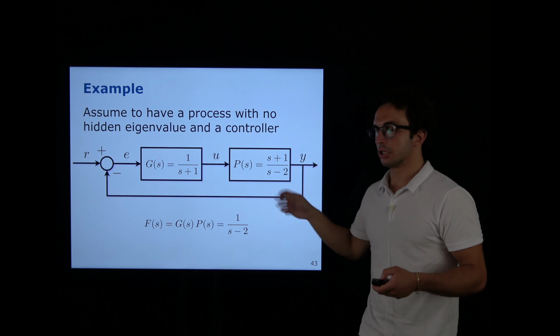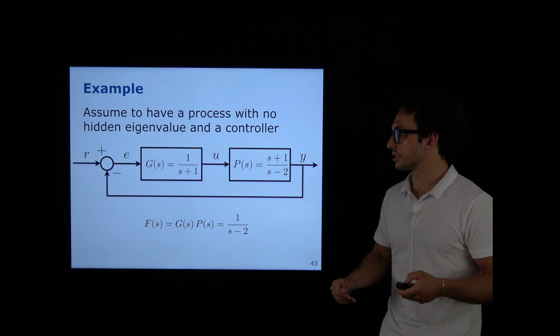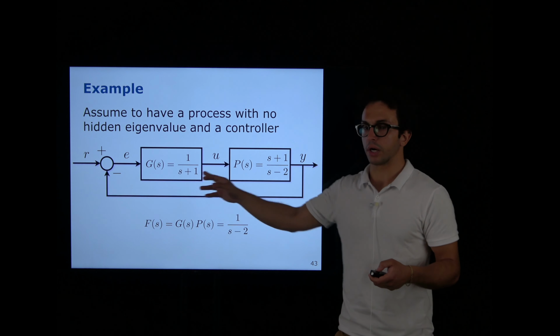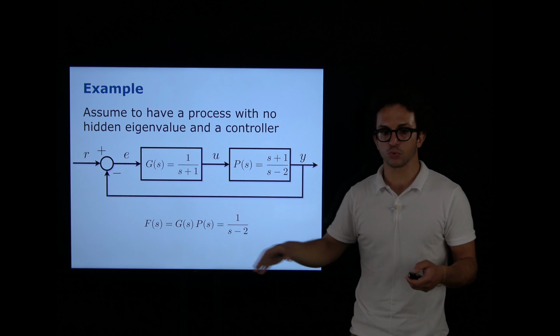And the open loop transfer function, the transfer function that results from this, is something like this. Because when we do the product between these two, s plus 1 will simplify with s plus 1, and we end up with this.